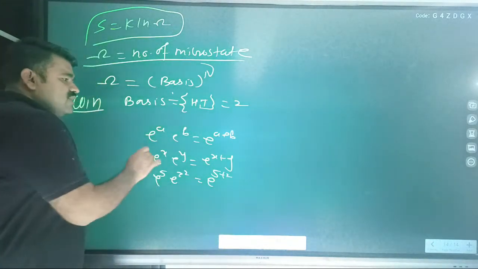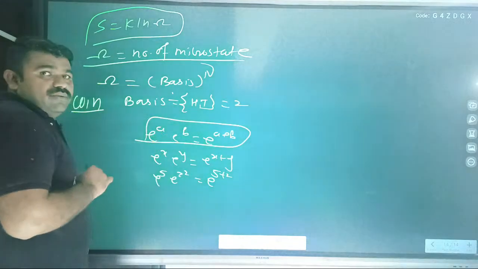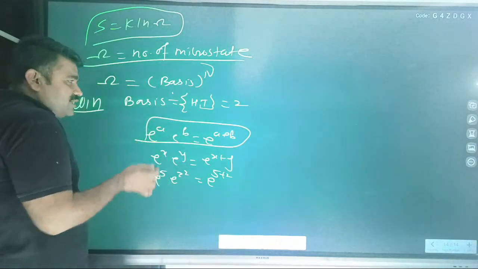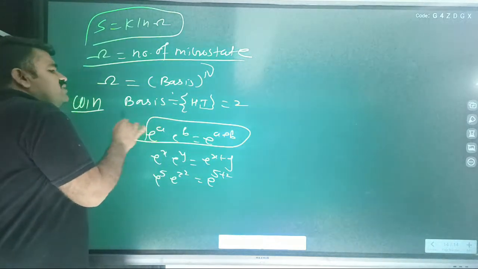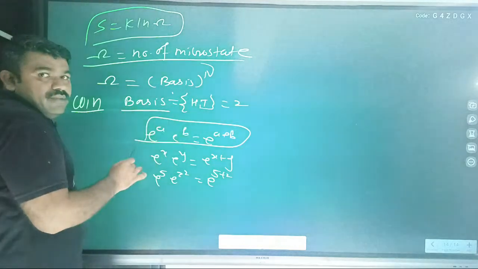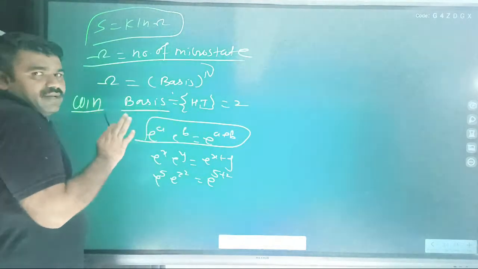Before this one, which one is the basic? Basis is this one. Yes or no? ये basic के हिसाब से हम कोई भी कुछ भी सॉल्व कर सकते हैं। Similarly here, basis is important. Which one is the basis for coin? Head and tail. एक बार ये समझ में आ गया, we can solve anything like that.